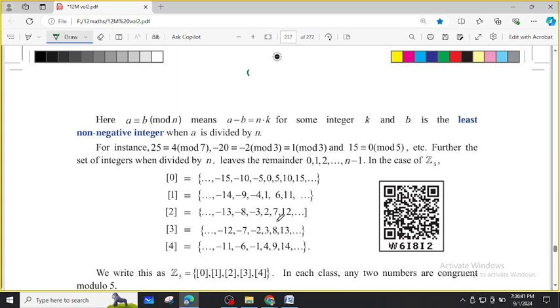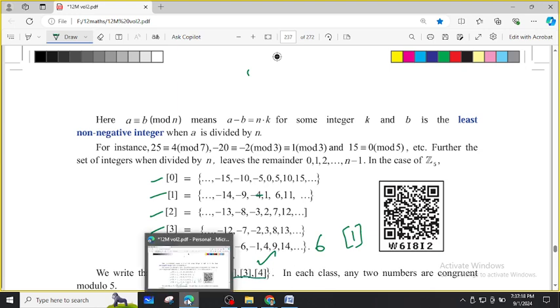So now this is additive modulo 5. When you take additive modulo 5, the values should be less than 5. If you take 6, we have to take remainder 1, because when you divide 6 by 5, we get 1. So 1 should be there. All multiples of 5 give 0, and the other remainders are 1, 2, 3, 4. These are all called the elements of additive modulo 5.